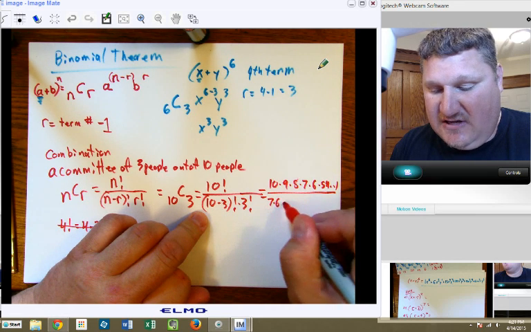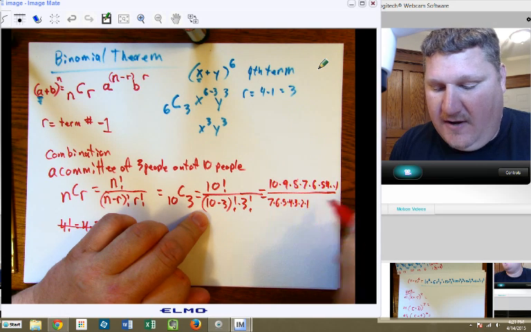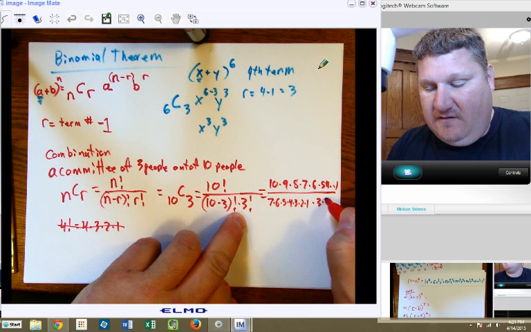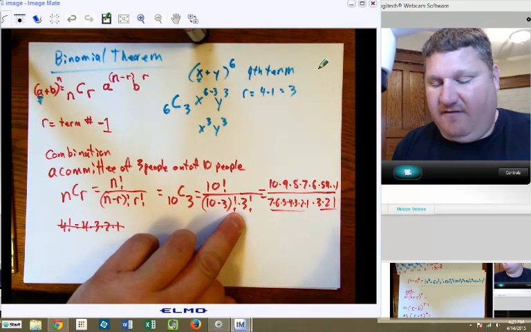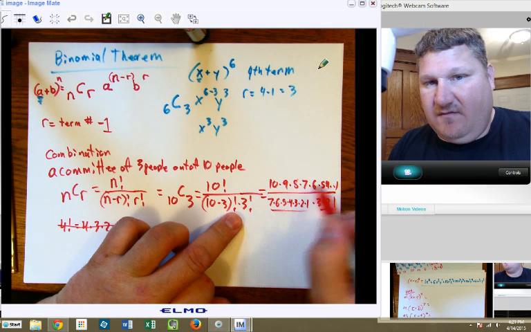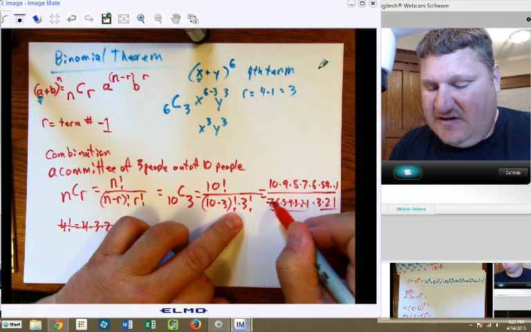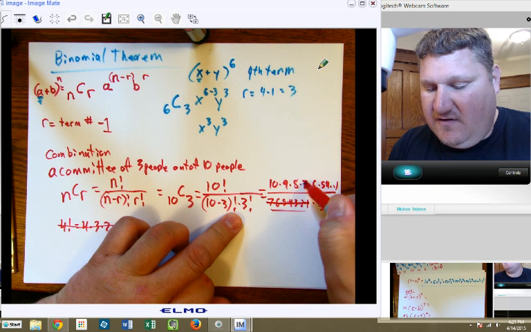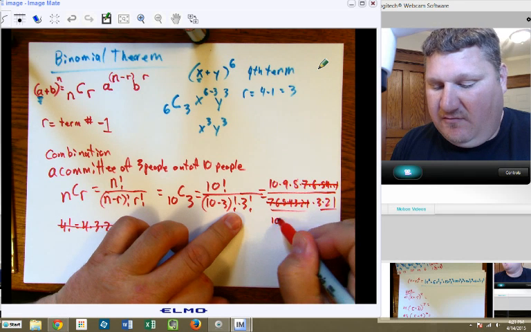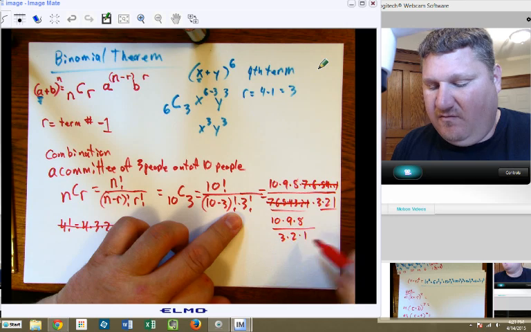So 7, 6, 5, 4, 3, 2, 1, times 3 factorial, 3, 2, 1. So you have half and half. There you go. Now, because of fractions, all this is multiplication, all this is multiplication, there's a division in the middle. The 7, 6, 5, 4, 3, 2, 1 here is going to cross out the 7, 6, 5, 4, 3, 2, 1 here. That leaves us with 10 times 9 times 8 over 3 times 2 times 1.